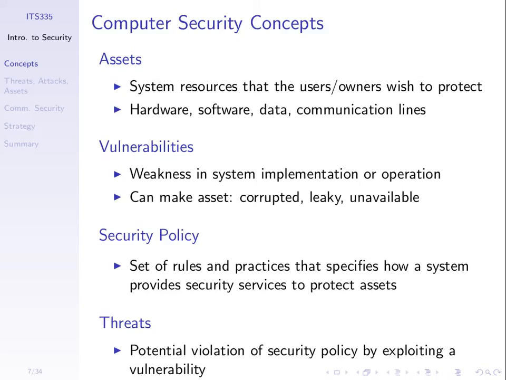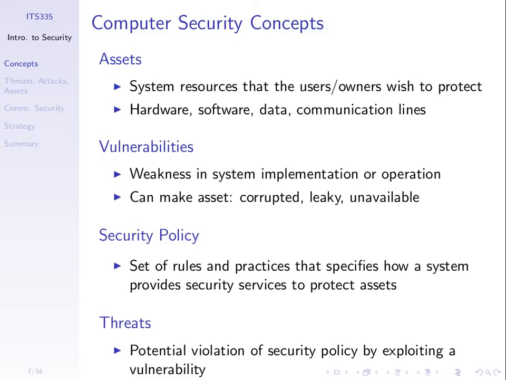Leaky means information gets out. Think of confidentiality, where we want to keep information confidential. A leaky asset is one which allows that information to be released to others. Unavailable means we can't use it.